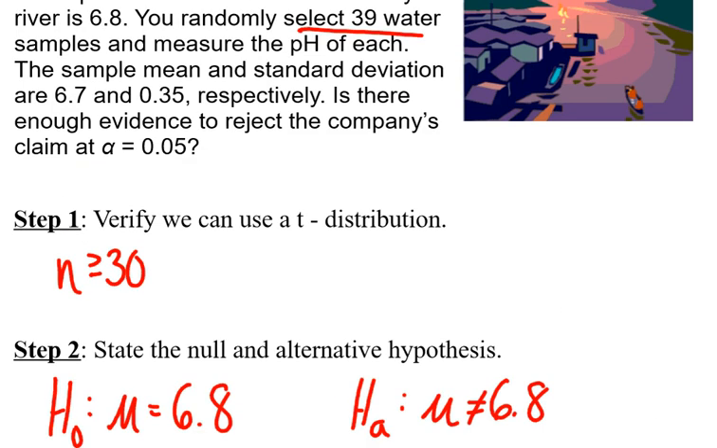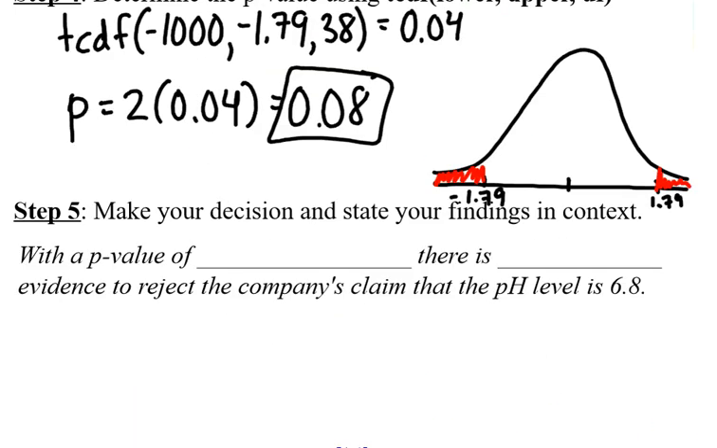If I look, this was asking me to see if there's enough evidence to reject the company's claim at the 0.05 significance level. If I'm comparing it to a significance level, we are not going to have enough evidence. So with a p-value of 0.08, if I was using the interpretation that we should start to use, we would say that there is weak evidence to reject the company's claim that the pH level is 6.8. So it looks like the company's claim is going to stand for now. If you were comparing it to the confidence level, we would say that we don't have enough evidence to reject. So the null stands for now.